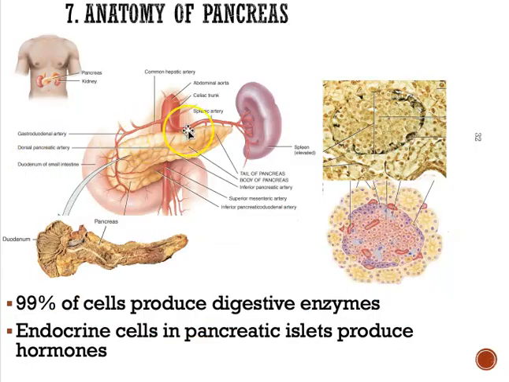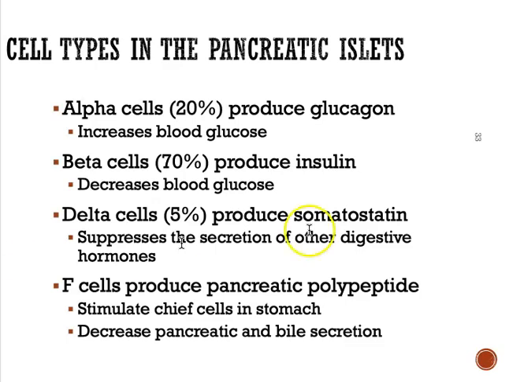All right, and here's another throwback organ that we've seen in the digestive system. Here's the pancreas, right? You should recognize the duodenum. Here's that celiac trunk, spleen. Most of the pancreas is devoted to producing digestive enzymes. We spent a lot of time on that in the digestive system. It's just those pancreatic islets that are producing hormones. There are actually 4 different types of cells in those pancreatic islets, so it's not just one type.